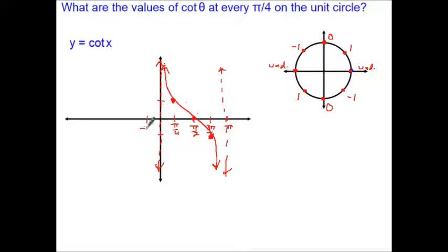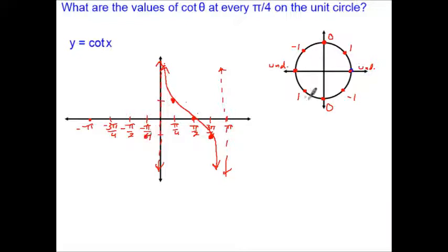Continuing around the circle, actually, let's do the negative values because that'll make a little more sense. So the negative increments of pi over 4. Again, symmetry going on here. As I go to negative pi over 4, I'm actually sitting at -1.